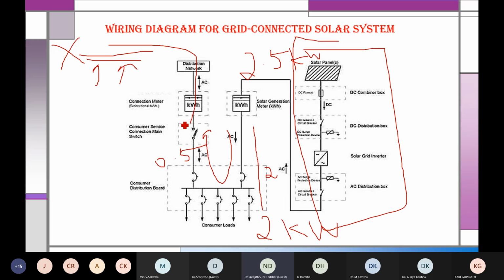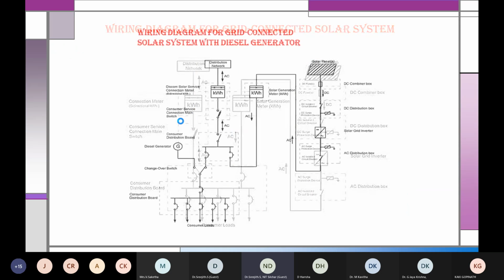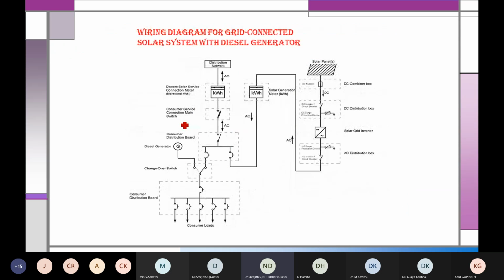So when the grid is off, the power should not go to the grid. This mode is called anti-islanding mode. Whenever there is a power cut or the grid is off, this net metering concept should not work. This is called the anti-islanding scheme. And a lot of areas are there to work.